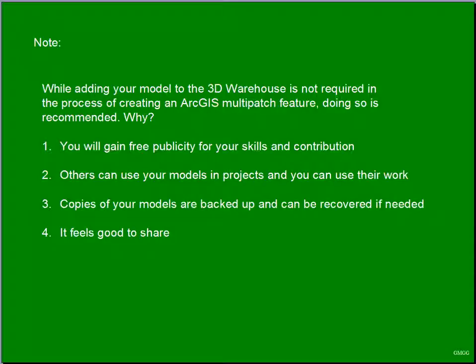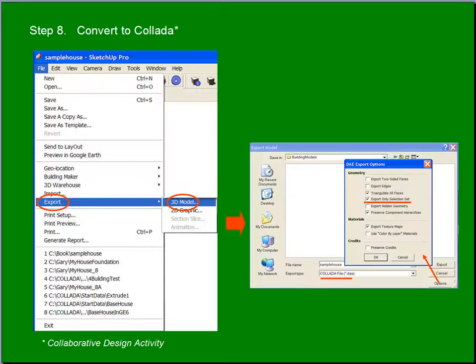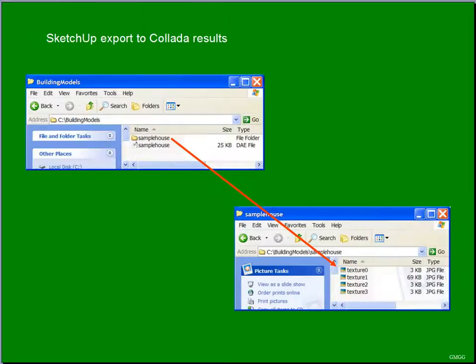But let's go ahead and move the model to Collada so that we can begin to get it into the GIS environment. So we're going to use the export option for a 3D model under the File drop-down menu in SketchUp. Make sure that we've selected Collada as the file format. And the results will be a file named with .dae extension and a folder that holds the textures.